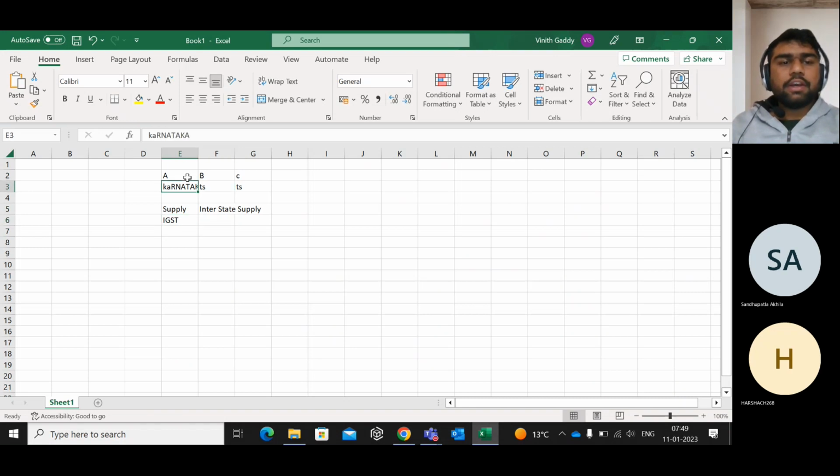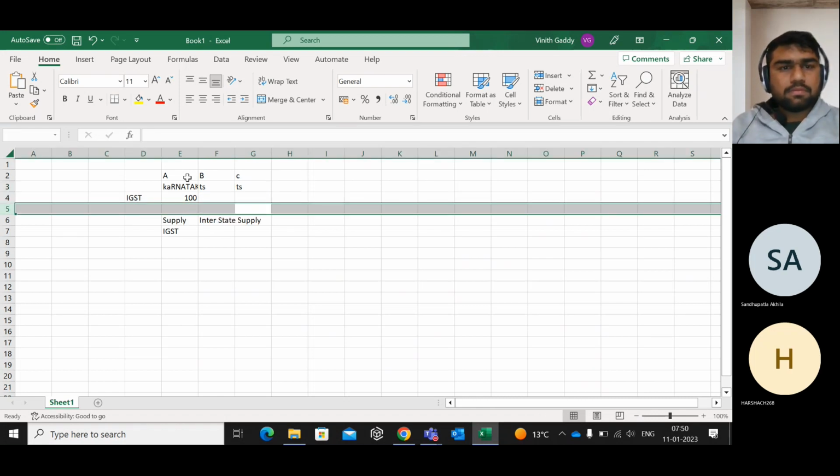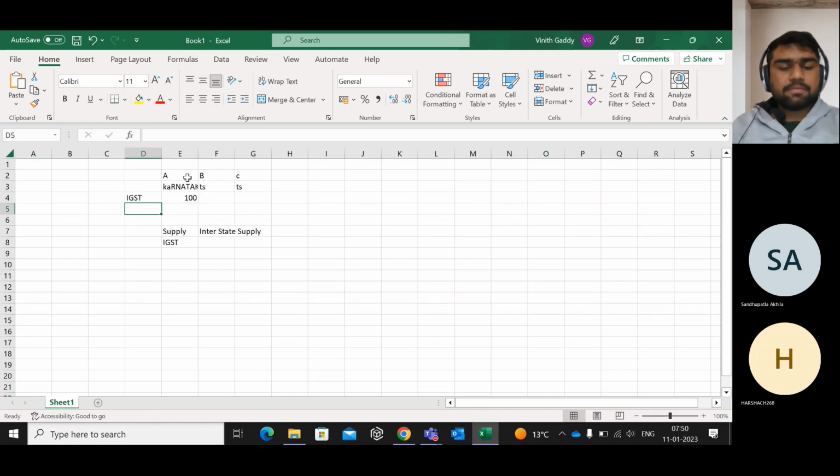Now, if A supplies to B, then A will collect IGST from B. Understood. A will collect IGST from B. Let's take it as 100 rupees. This is the IGST component. Now, B is supplying to C. Let's take that B collected from C a tax component of 50 rupees CGST, 50 rupees SGST.